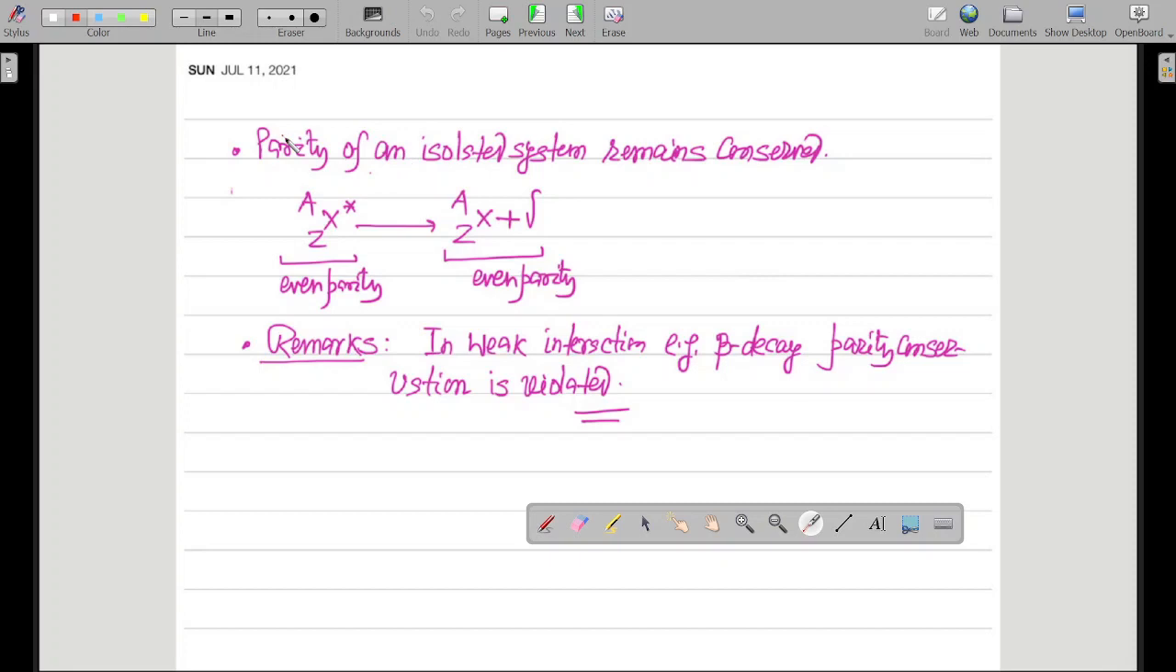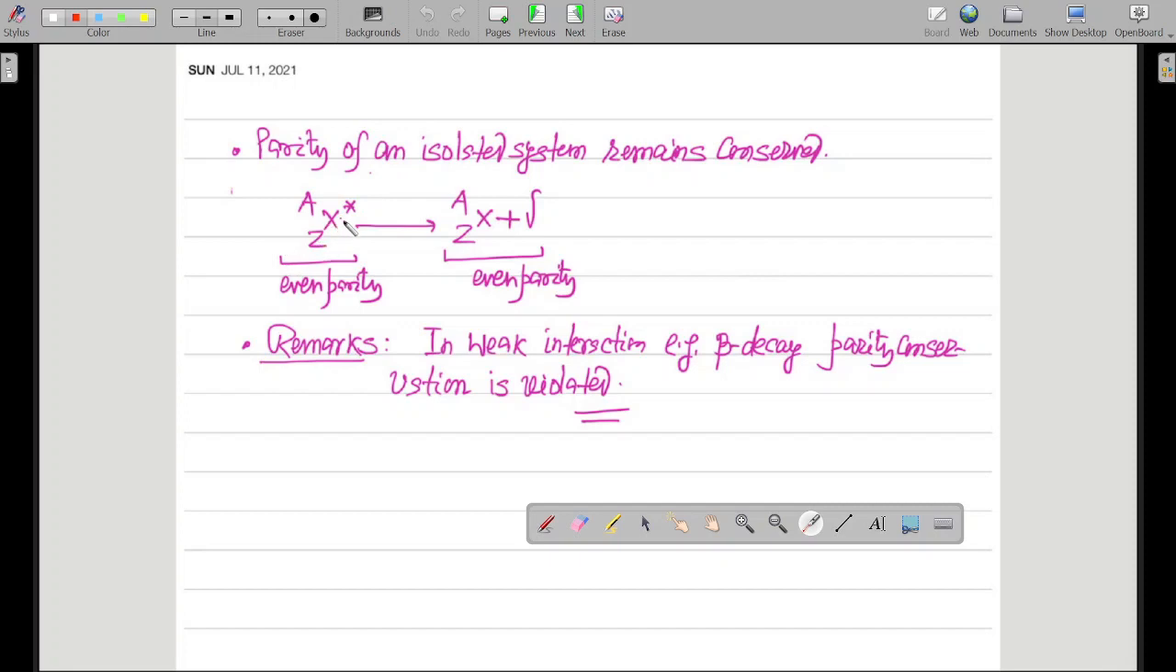But if such an isolated nucleus ever existed, or suppose it exists, then the parity of such an isolated system, for example a single isolated nucleus, remains conserved. This is the thing which you must remember. Now this is one particular nucleus whose symbol is X.